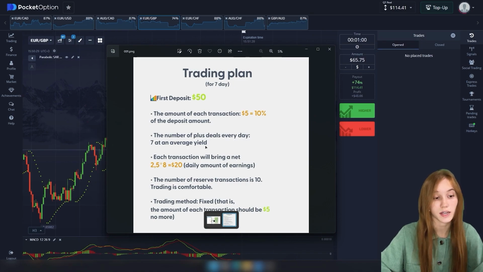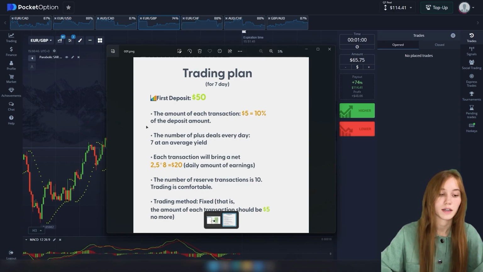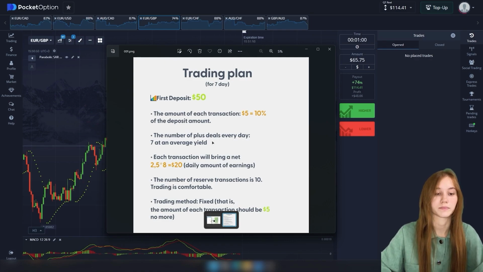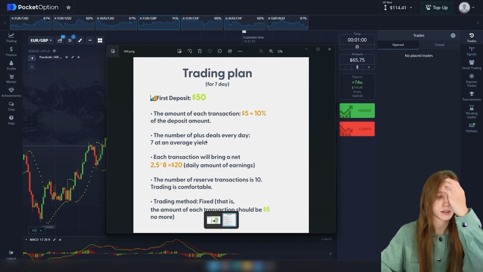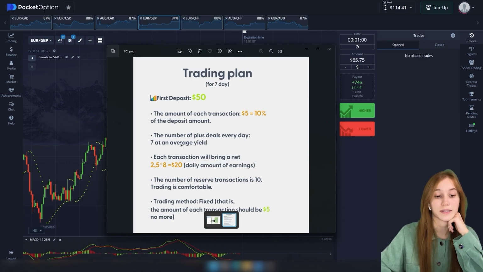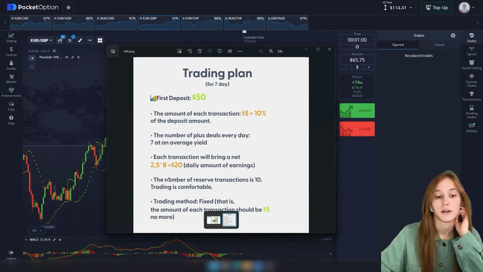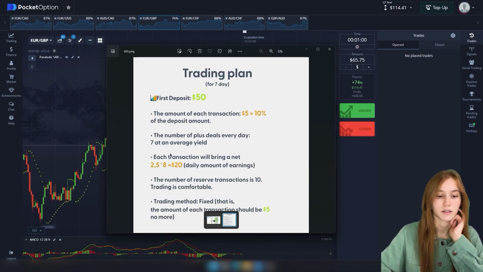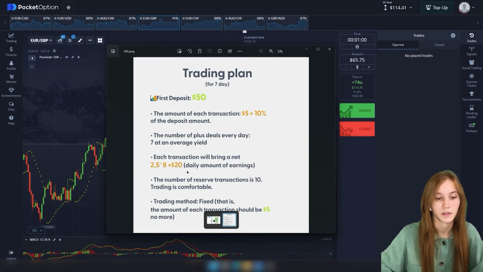It's a plan for 7 days with $50 our starting deposits. The amount of each deal is $5. It's 10% of the total deposit amount. And the number of profitable deals we have every day is an average number of successful deals. 7 days of profitable ones. Every deal will bring at least $2.5 plus or minus maybe. So you can use it.